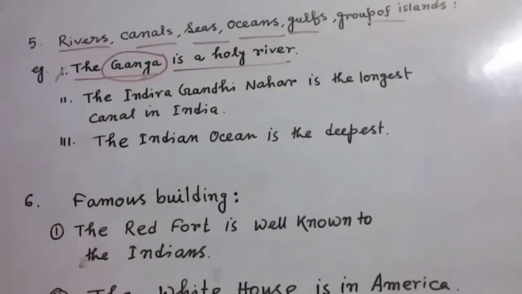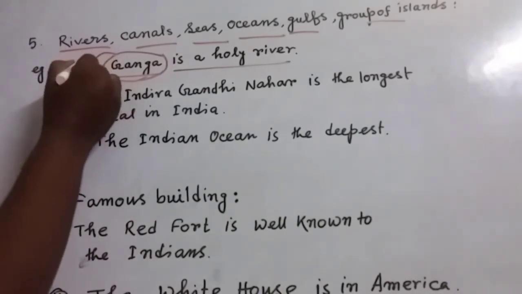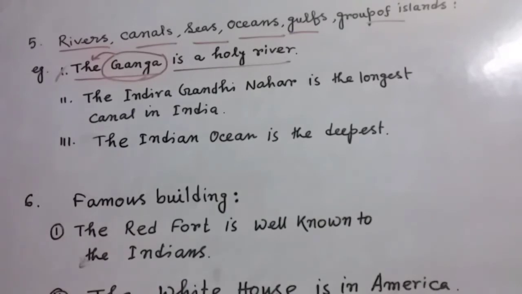My dear friends, Ganga is the longest river in India, and that's why we have written the before it. My dear friends, the Nile is the longest river in the world. So before the names of the river Nile, we have to use the. Here in example number 2, we have written one example. Let's look at this.